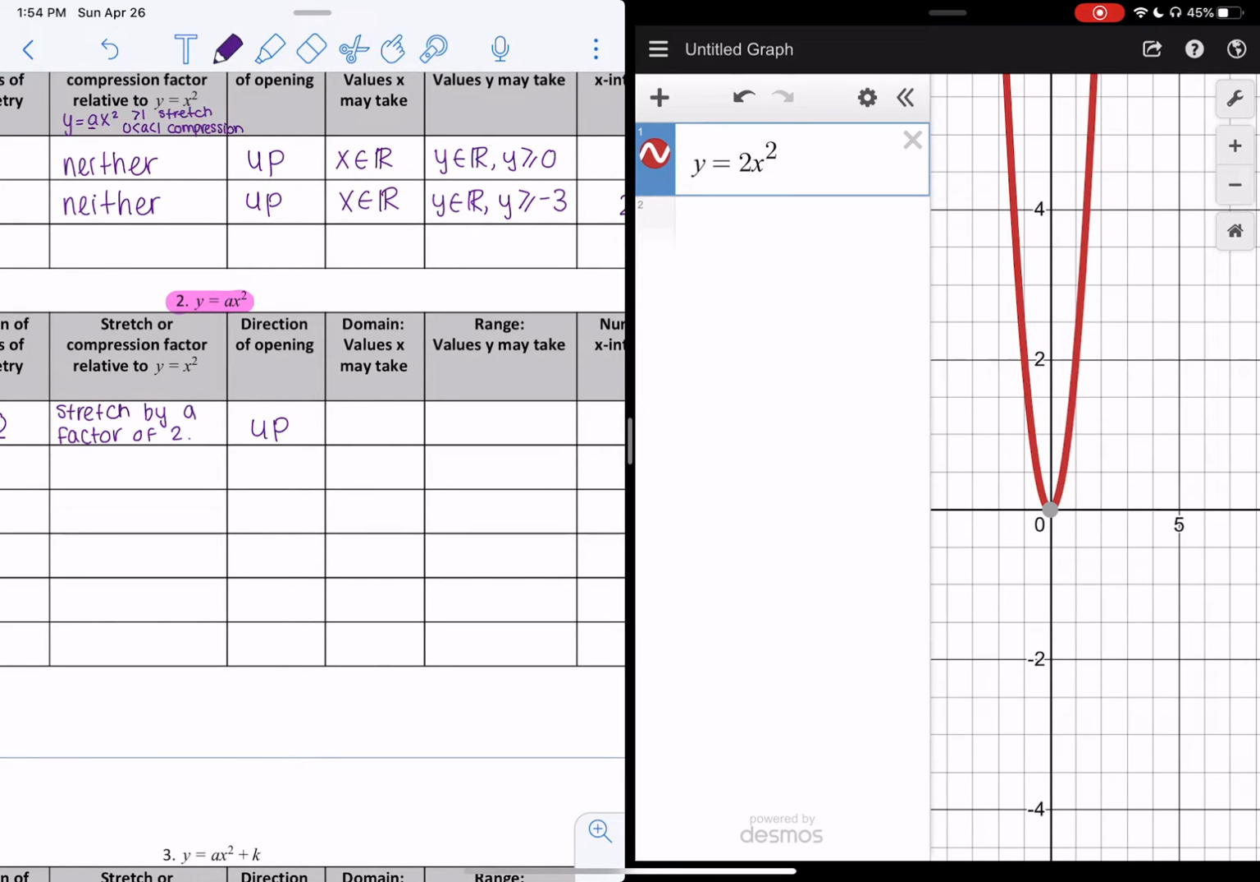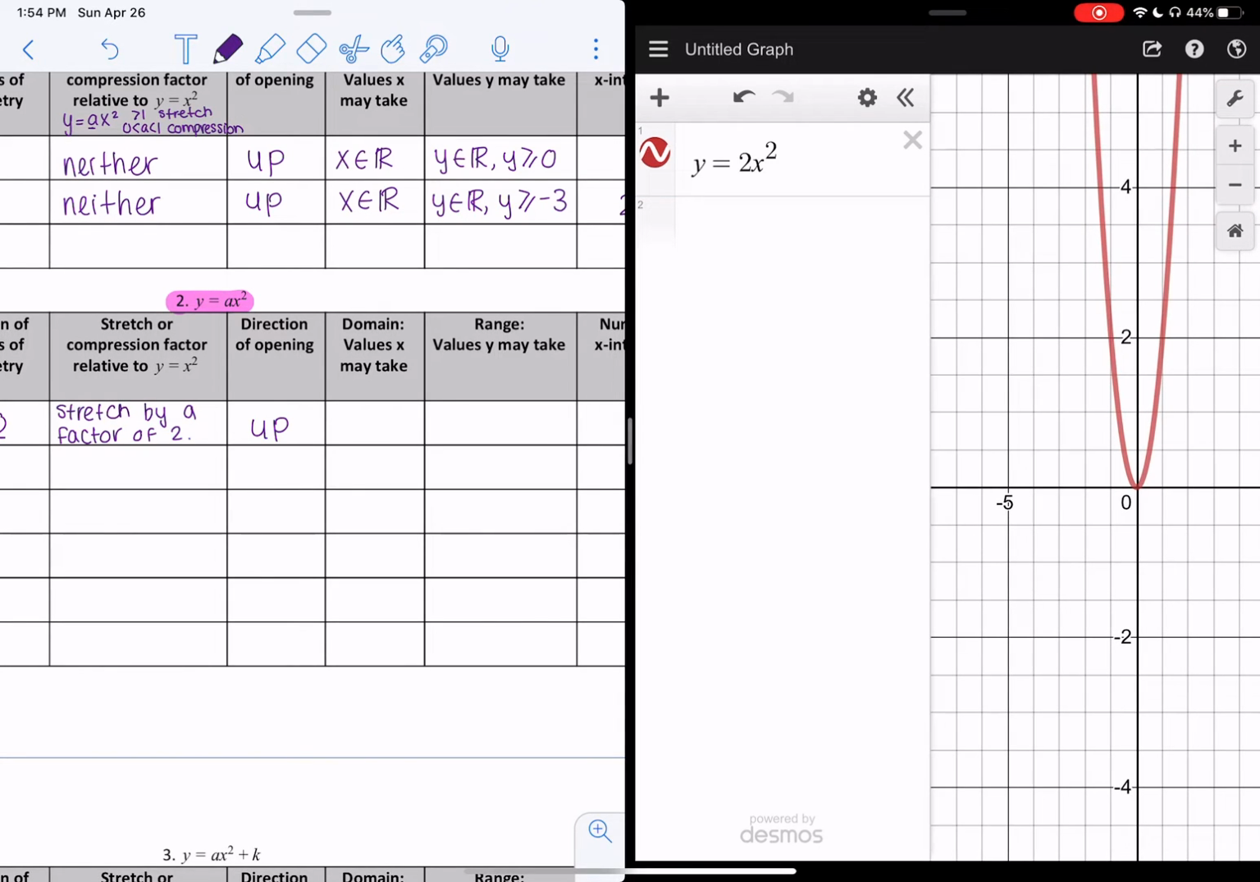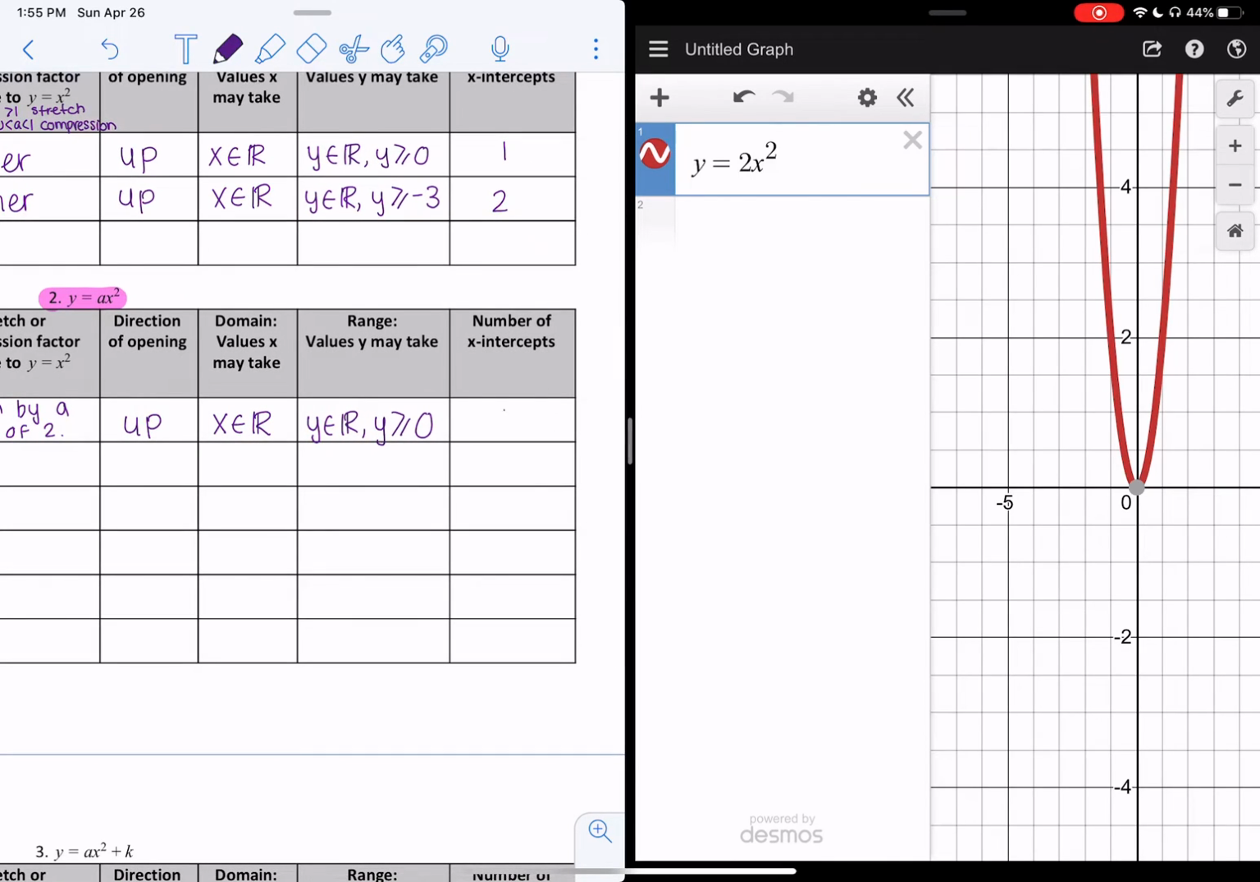My domain, if I look horizontally, there's nothing stopping my x values. So I'm just going to say x is an element of real numbers. Then I need to identify my range. If I look here, the only thing stopping my y's is that turnaround point. So we will say y is an element of real numbers, but y can be anything except it has to be bigger than or equal to 0. And if I click my graph and I look, it only hits the x-axis once.